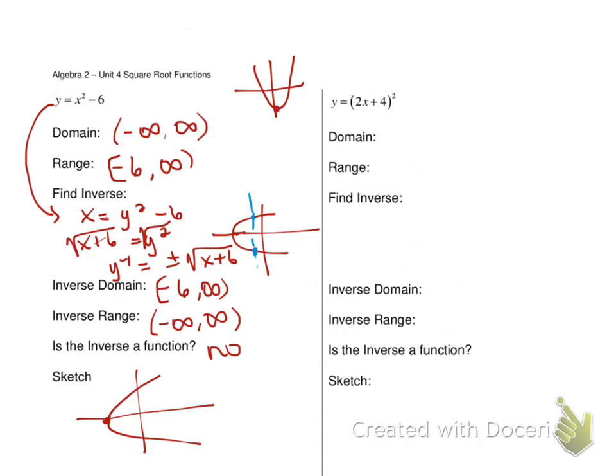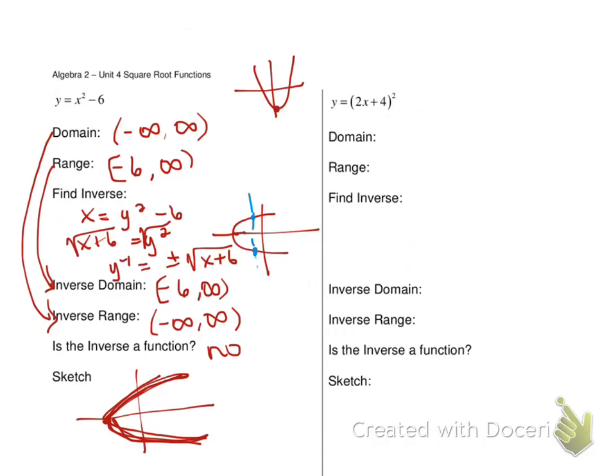Okay, however, we are sure about our domain and range because this domain becomes this range and this range becomes this domain every single time. So is it a function? No, it's not a function, and that's because this is the plus square root of x plus 6, and this is the minus square root of x plus 6. Okay? So let's try another one. It is a little bit complicated, but we'll try another one.